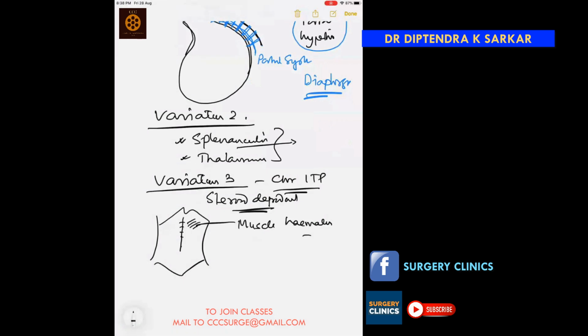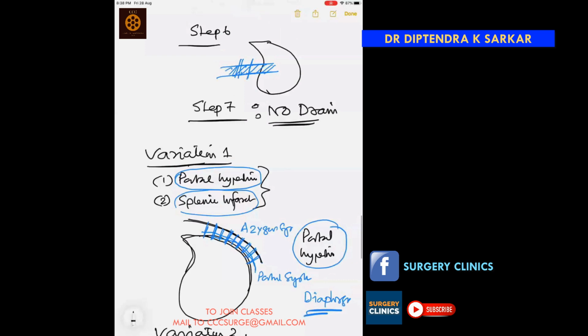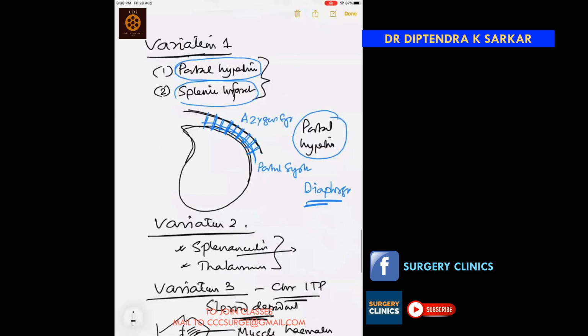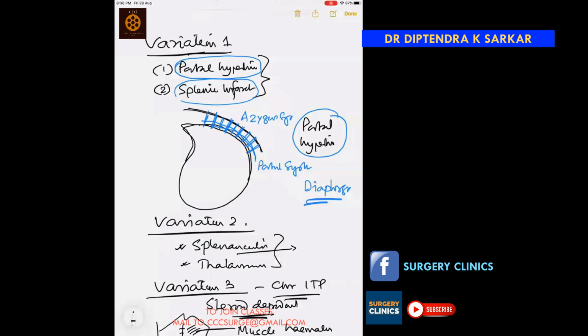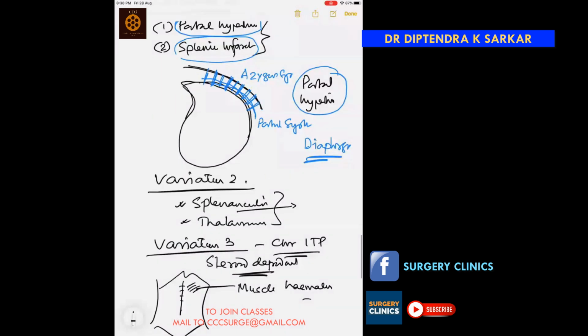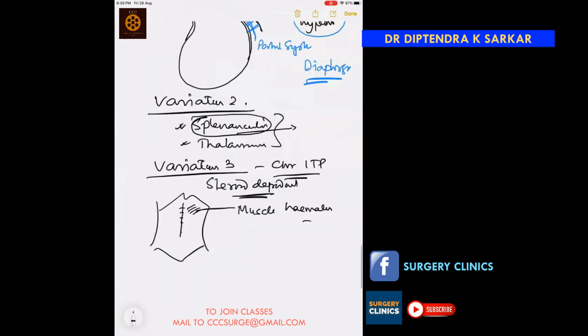So these are the three variations in technique that you should remember. One, when you are dealing with portal hypertension and splenic infarct, the neovascularization that takes place with the diaphragm. Variation number two is related to splenunculi, traditionally with spherocytosis, but also traditionally with thalassemias. And variation number three is when you are dealing with chronic ITP. You have to be very careful in dealing with the muscles, and even in certain adults too, because the bleeding can start from that area as well.